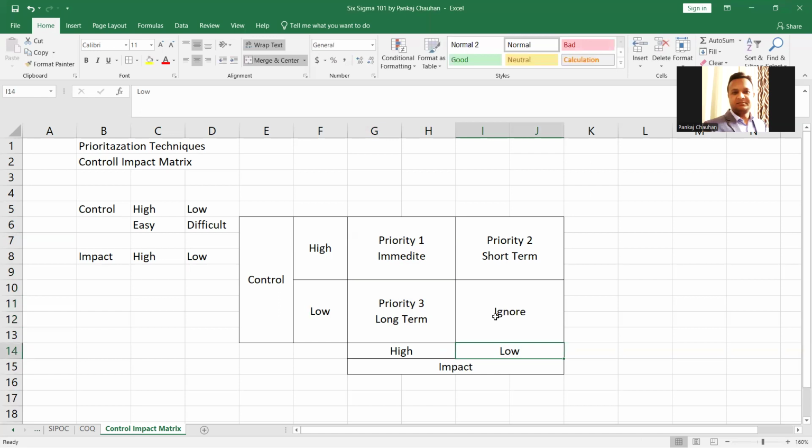Because you really can't do anything, your control is low, and neither are they impacting your process because impact is also low. So now we understand which solutions should come to your first priority, second priority, third priority, and which to ignore. This is how we decide using the control impact matrix.